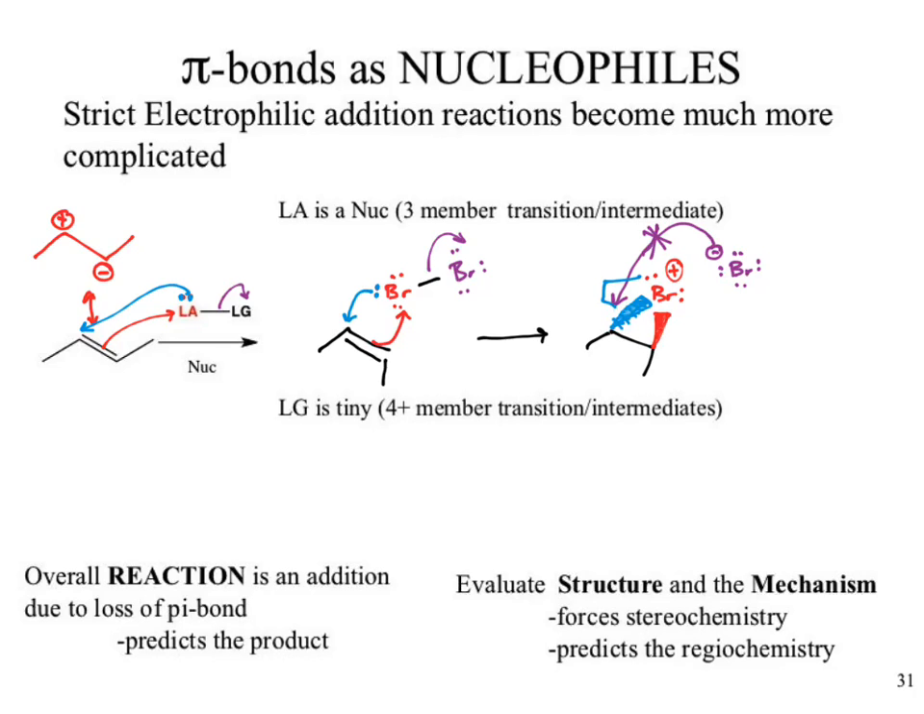Here's a little emblem on it. It's a shield. It can't attack from the same side, so what must that bromide do? It must attack from the other side, which means if I go through to look at my final answer, what happens? I'll get a bromide wedge. That position didn't change. What happened to the other one? It must be dashed. I get the bromides being added on opposite sides of that pi bond.